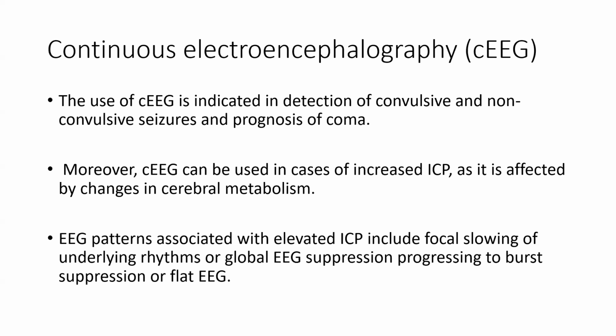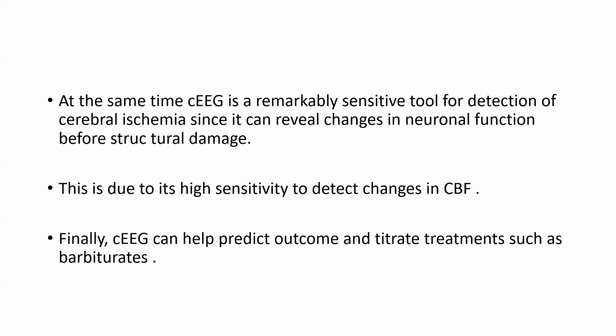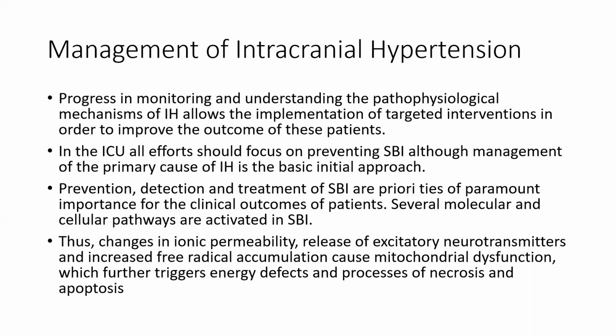EEG patterns associated with elevated ICP include focal slowing of underlying rhythm, global EEG suppression progressing to burst suppression or flat EEG. At the same time, continuous EEG is remarkably sensitive for detection of cerebral ischemia since it can reveal changes in neuronal function before structural damage. This is due to its high sensitivity to detect changes in the cerebral blood flow. Finally, continuous EEG can help predict outcome and titrate treatment such as barbiturate.